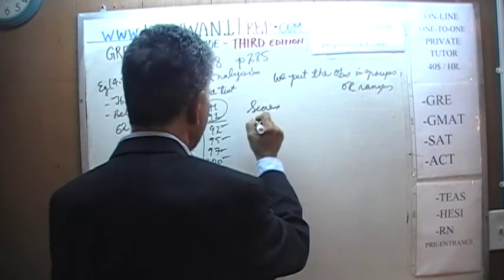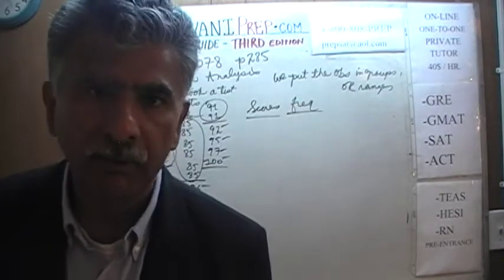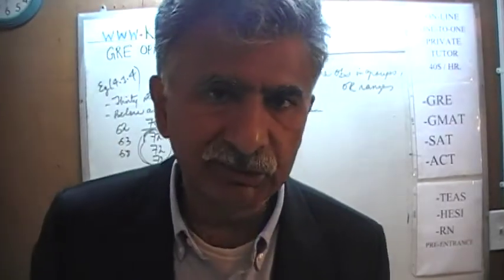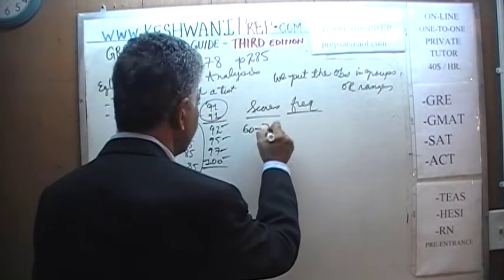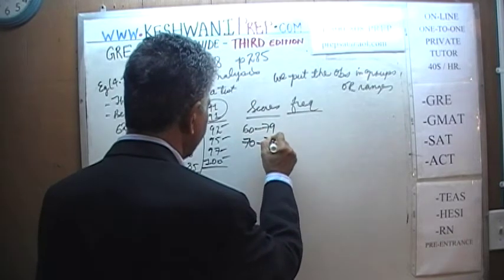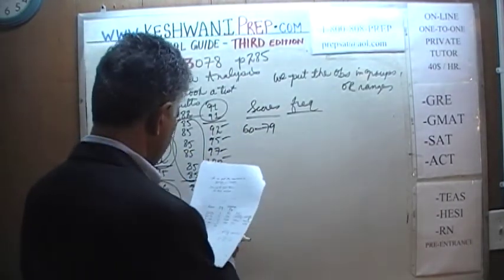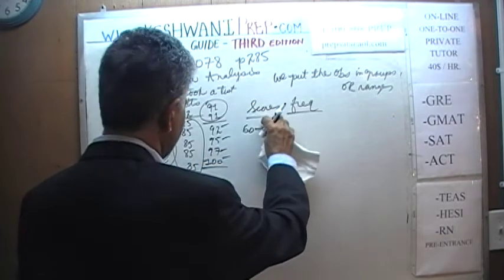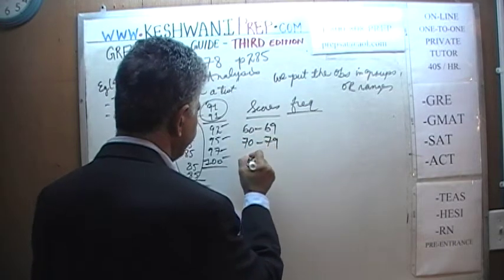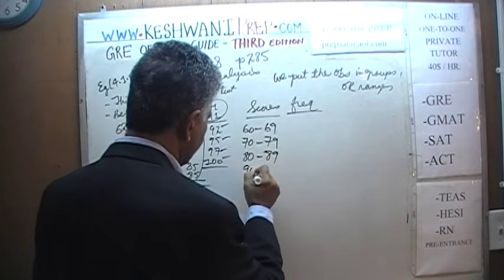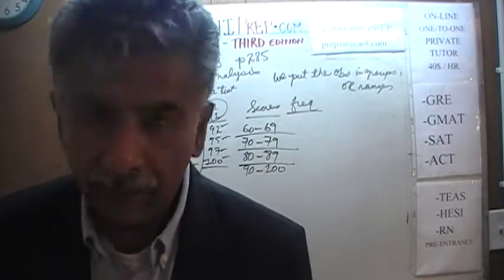Here we have the scores, and here we're going to have the frequency. But here, instead of having each individual distinct score, we will have a range. For example, 60 to 79, 70 to 72. If it's 79, how can it be 70? It should say 60 to 69, 70 to 79, 80 to 89, 90 to 100.